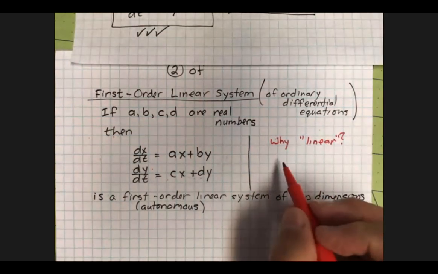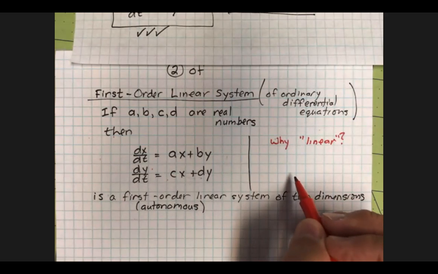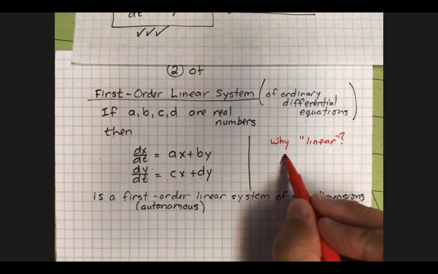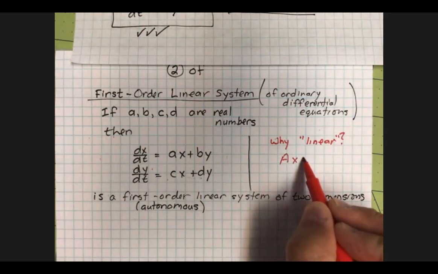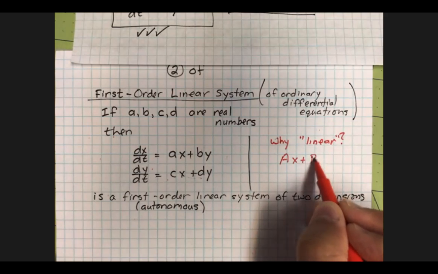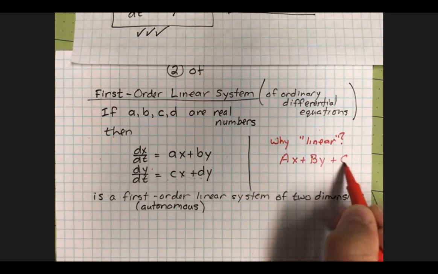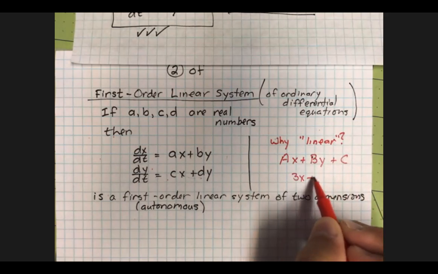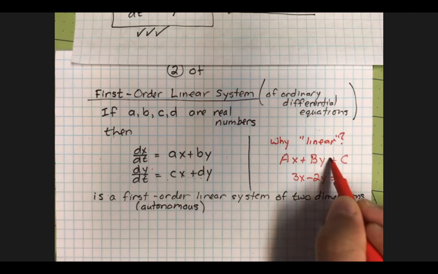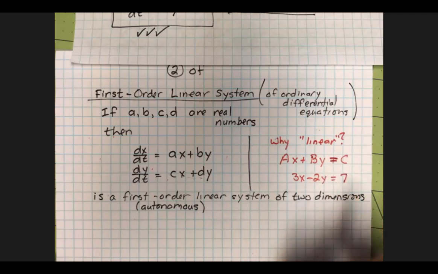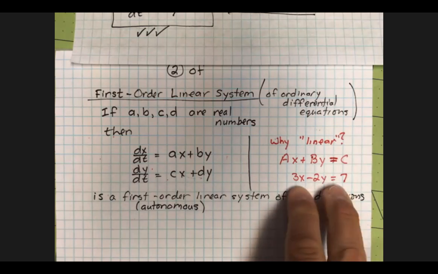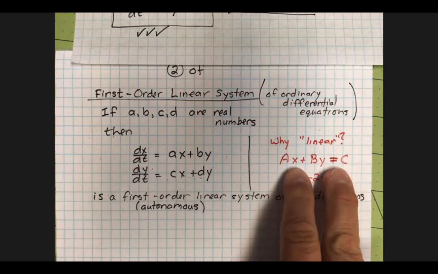And for a moment, I'll still let you believe that linear means line. For example, you used to write lines in this equation, ax plus by equals c, you know, like 3x minus 2y equals 7. That is clearly a line. This is the equation of a line. It's called the general equation of the line.